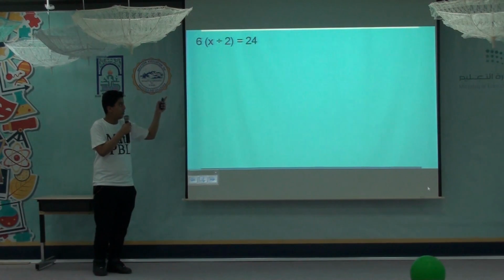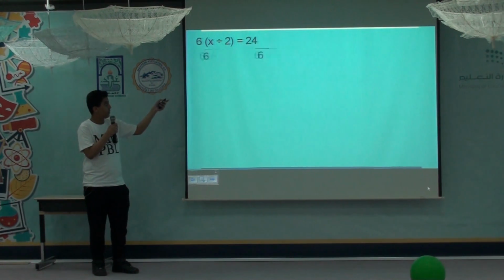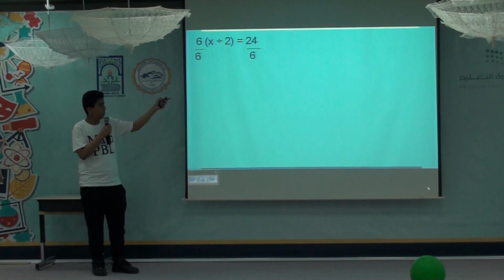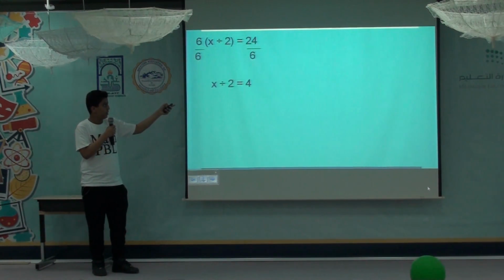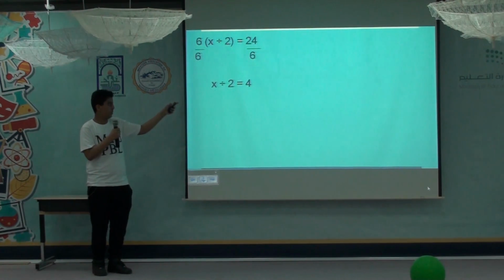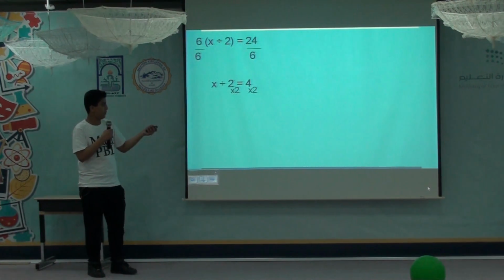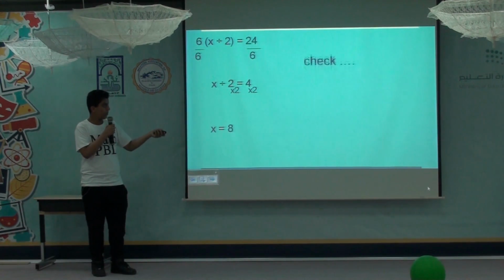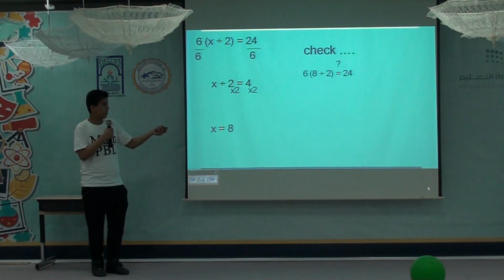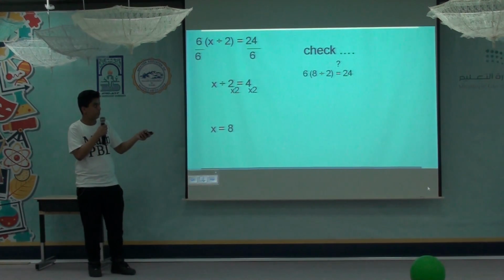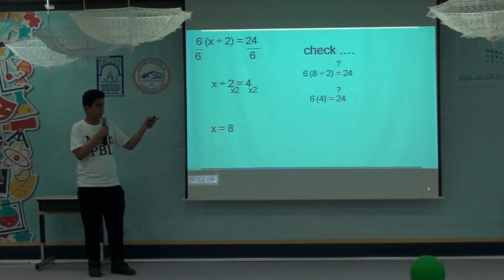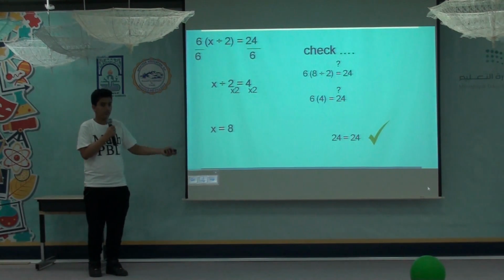Now, 6x divided by 2 equals 24. First we divide by 6 on both sides. x divided by 2 equals 4. Then we multiply by 2 on both sides, x equals 8. We will check our solution. 8 divided by 2 equals 4, and 6 multiplied by 4 equals 24. So 24, 24.